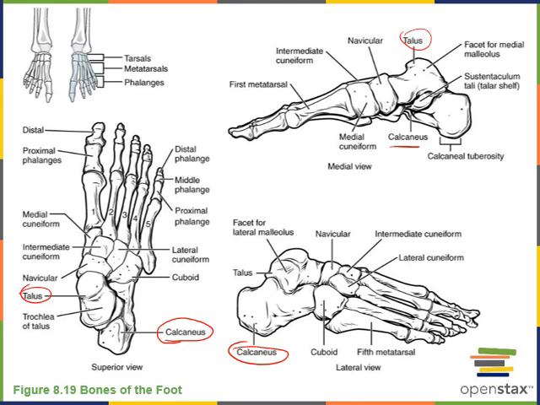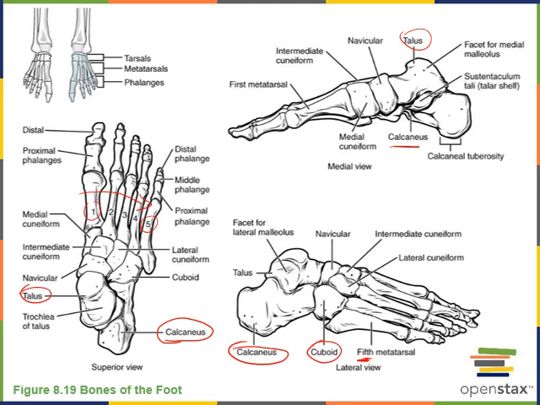And next we can see here the cuboid. So the cuboid is the large lateral tarsal bone that articulates with metatarsals number 5 and 4. So here we can see the fifth metatarsal. The metatarsals are numbered 1 through 5 from medial to lateral. And so it's the opposite direction as the numbering of the metacarpals.